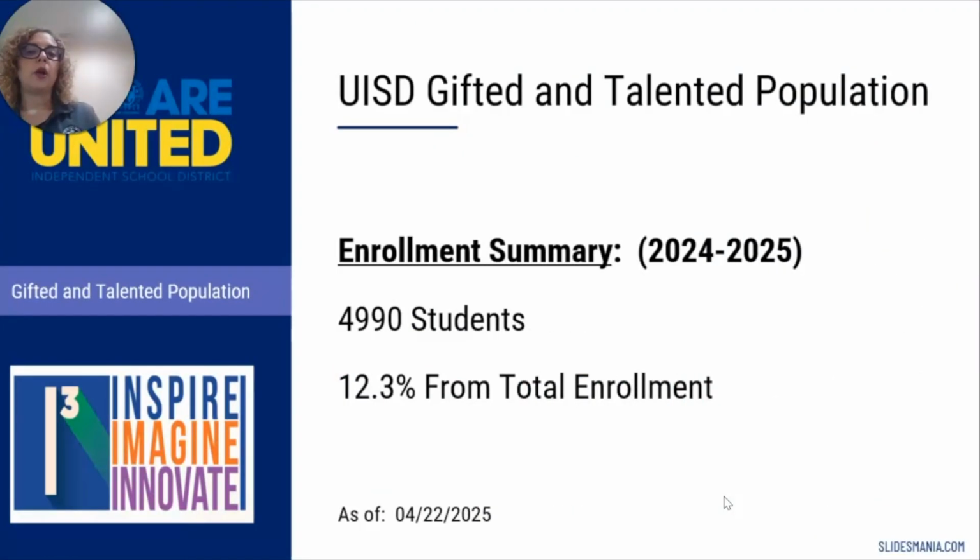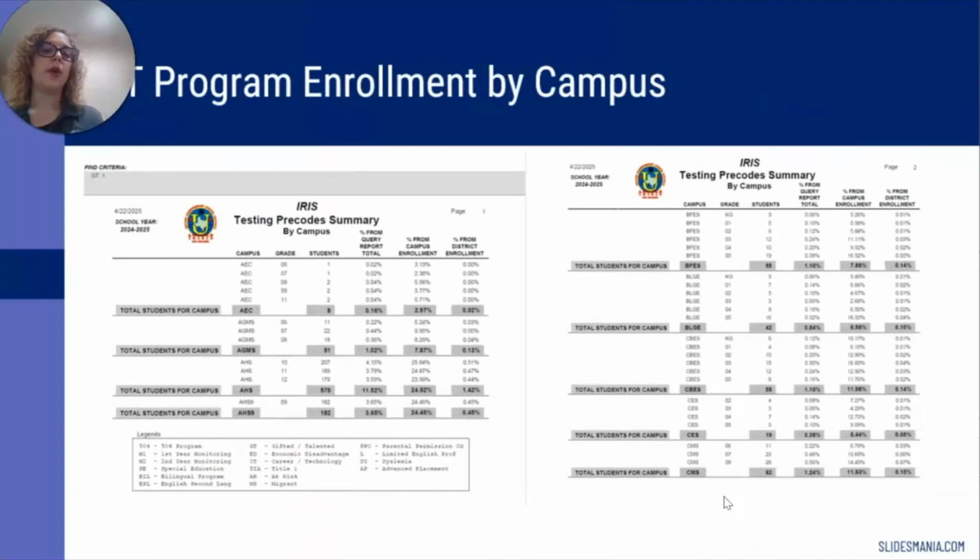We have here our gifted and talented population. The academic school year of 2024, we had 4,990 students identified with the United Independent School District, which is 12.3% of total enrollment. That is a little bit above our state enrollment. We're very proud that we have such a good percentage of gifted and talented students within United ISD.